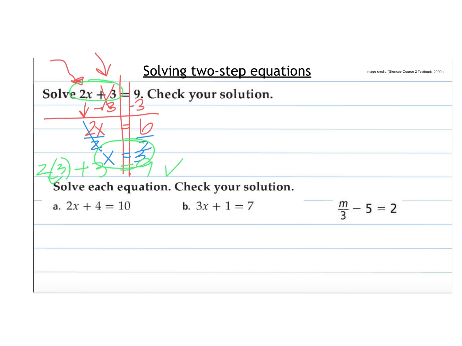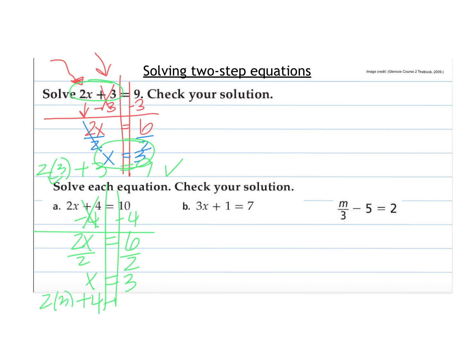Let's do another one. 2x plus 4 equals 10. Write this in your notebook. Do your train tracks. The adding 4 is the least attached, so usually we're going to add or subtract first, and then multiply or divide second. The opposite of adding 4 is subtracting 4. I'm going to do that on both sides. So we're left with 2x equals 6, which is exactly what we had before. We're going to divide both sides by 2. X equals 3. Let's put that in. 2 times 3 plus 4 equals 10. Does it equal 10? 6 plus 4 equals 10. So yes, that works.